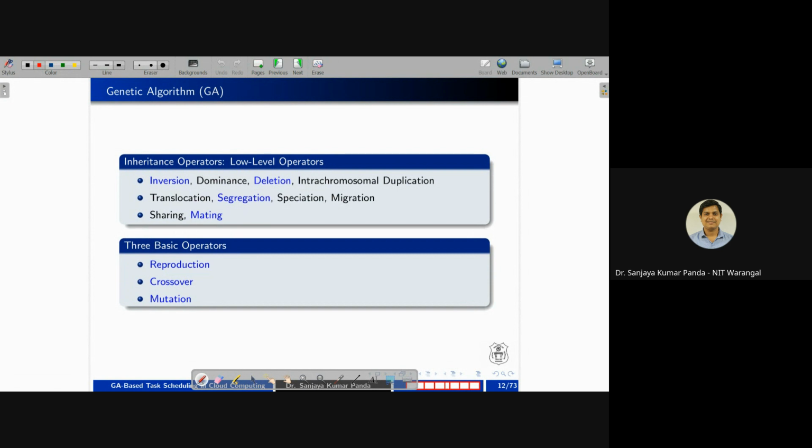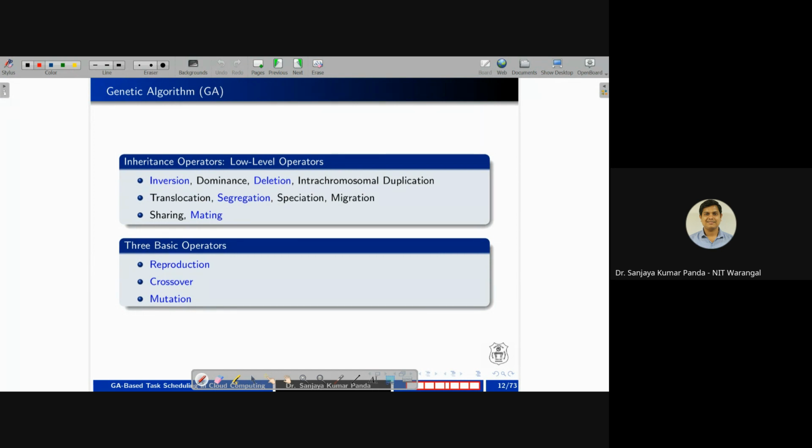Not only that, there are several other inheritance operators, or we call them low-level operators. Like if you know about the NOT gate, when we give input 0, we get the output 1, or if you give value 1, you get the value 0. Or you can go for right shift, left shift, deletion, inversion, dominance, intra-chromosomal duplication, speciation, migration, segregation, translation, sharing, mating. Many inheritance operators are there. But we are not using all types of operators; these operators are alternatives to us. So whenever we model, we can use some of the operators in the life cycle of the genetic algorithm to generate a new population.